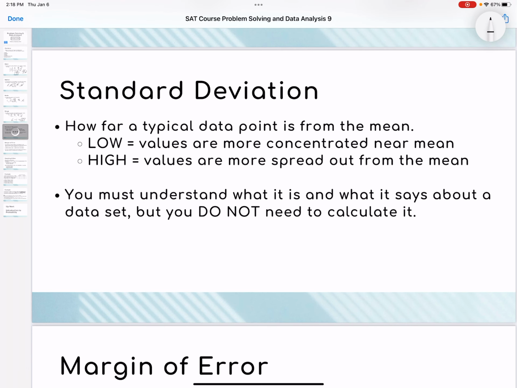Then next is standard deviation. And standard deviation is how far a typical data point is from the mean. A low standard deviation means that values are more concentrated near the mean. So if we saw a graph of that, it would look something more like this, with pretty concentrated values, right? A high standard deviation, on the other hand, has values that are more spread out from the mean. So if we were to see that graph, it would probably look something more like this, right? So you have to understand standard deviation, what it says about a data set and what it looks like on a graph, but you do not need to calculate it on the SAT. So it's just important to know what a graph will look like depending on low and high standard deviations.